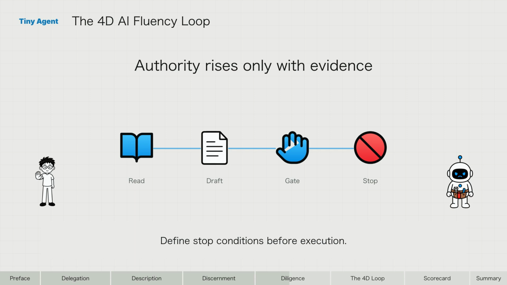Define stop conditions before execution. The agent should pause when a required fact is missing, a permission changes, a cost crosses the limit, a test fails, or the task expands beyond the original scope. A good stop is a sign of control, not a failure of autonomy.